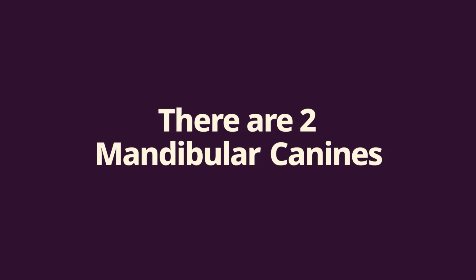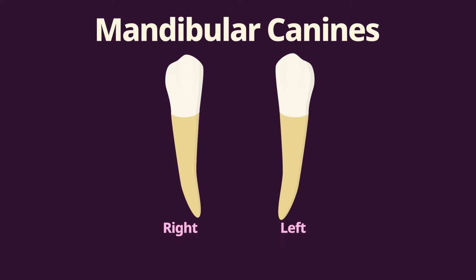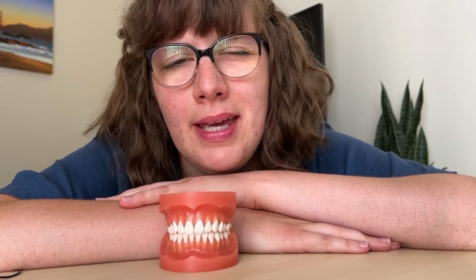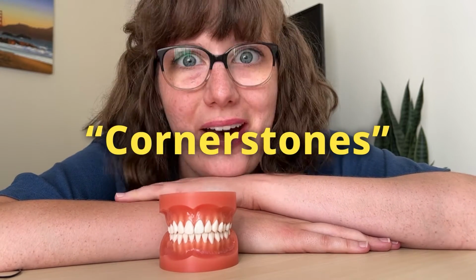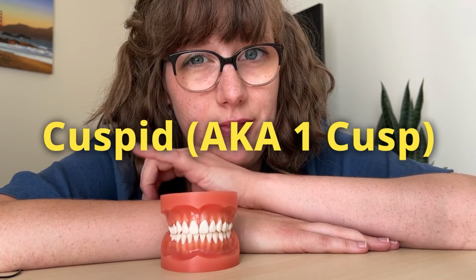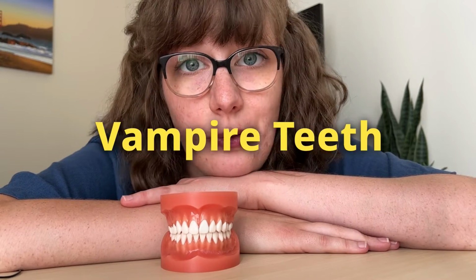There are two mandibular canines, the right and the left, and those are numbered 27 and 22, using the universal numbering system. The mandibular canine is the next type of canine we're going to be going over. Canines, unlike incisors, have cusps instead of incisal ridges. There are 4 canines in total, making them the cornerstones of the mouth. Canines are often called cuspids because they have that single cusp to them. You might also hear patients call them their fang teeth or vampire teeth.